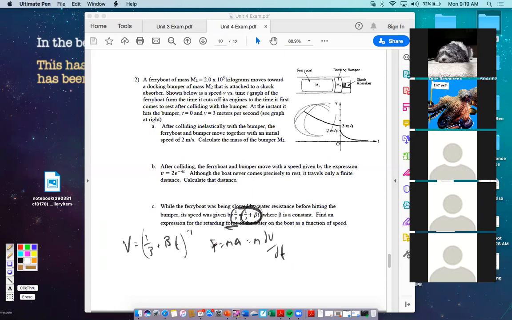So if I want to find the force, all I need to do is take the derivative of velocity with respect to time. So I need to take the derivative of this. And to do that, I'm going to use the chain rule, derivative of the outer, retain the inner, times the derivative of the inner function, and multiply it by the mass. So when I do that, I'm going to get this, negative m.